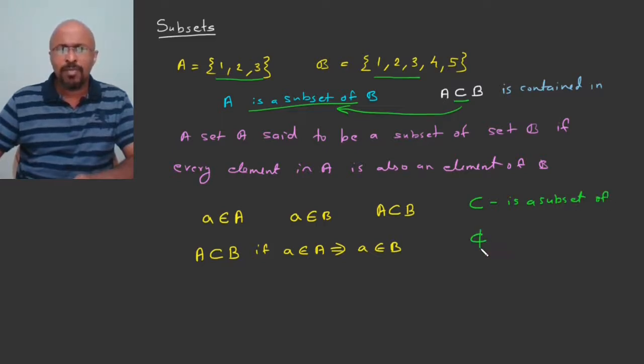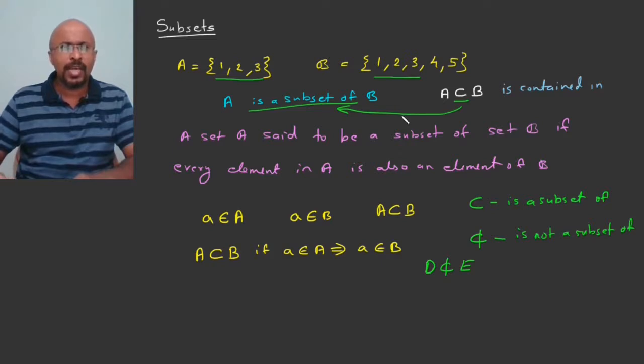This symbol, that is, a cross over this symbol, is used to denote the phrase "is not a subset of". If we write A is a subset of B like this, then we can write D is not a subset of E like this. So, here we studied what a subset is and how to write it.